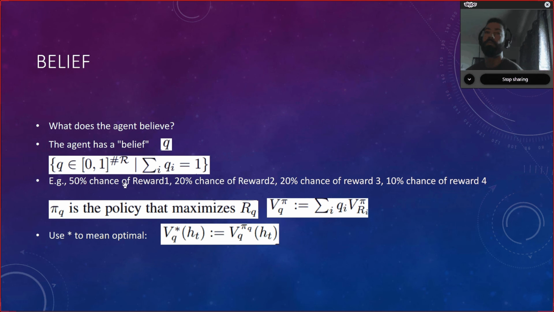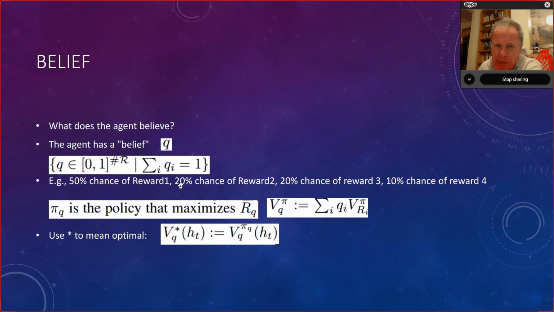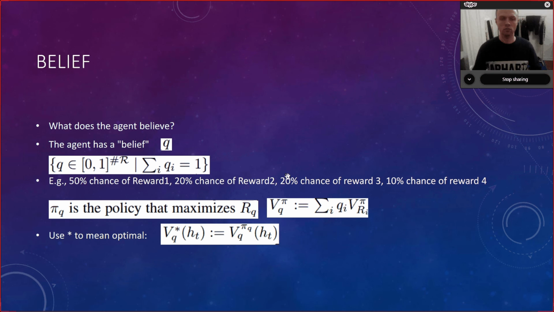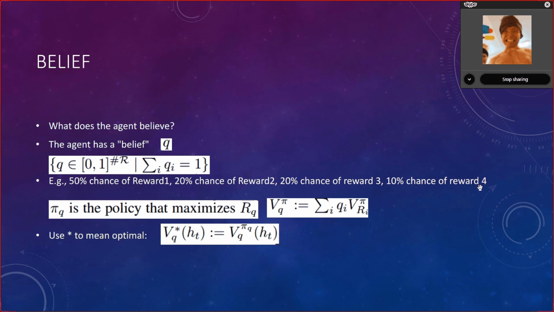If you write it down, there's reward function 1, which has a 50% chance of being true, 20% chance of a second reward function, 20% of a third, and 10% chance of a fourth reward function. So if there are 4 candidate reward functions, all these percentages must add up to exactly 100%.